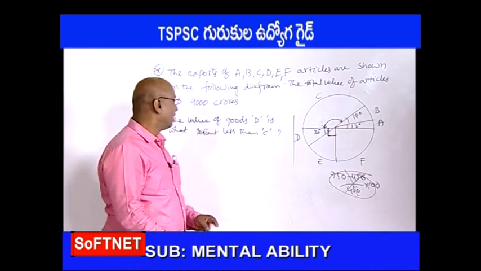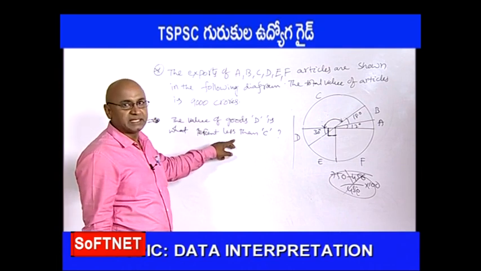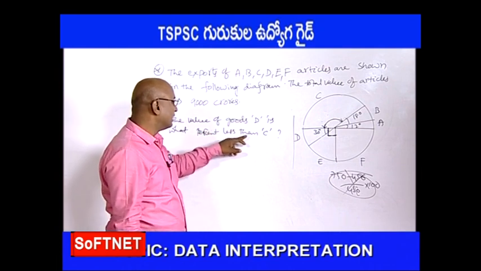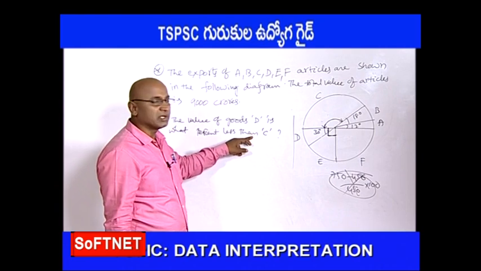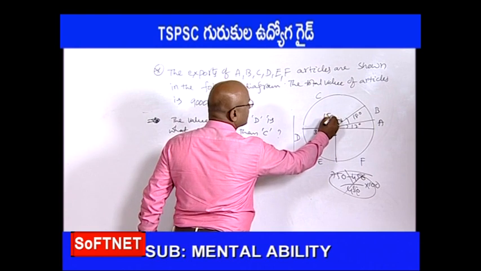నెక్స్ట్ ప్రాబ్లం. ద వాల్యూ ఆఫ్ గూడ్స్ D ఈజ్ వాట్ పర్సెంట్ లెస్ దాన్ C? D వాల్యూ C కన్నా ఎంత తక్కువ పర్సంటేజ్ అంటున్నాడు. సో D వాల్యూ ఇంత మనం కనుక్కున్నామని మనం 150 degrees వచ్చింది మనకి.